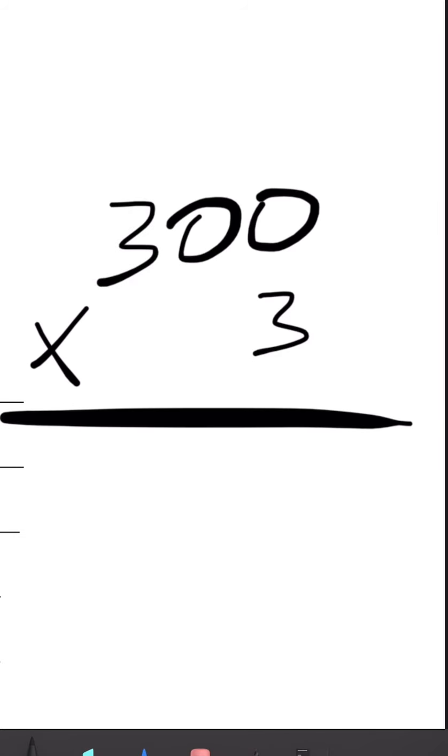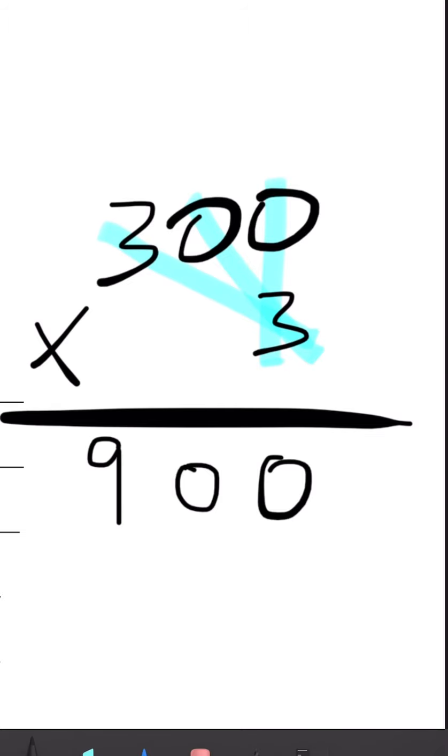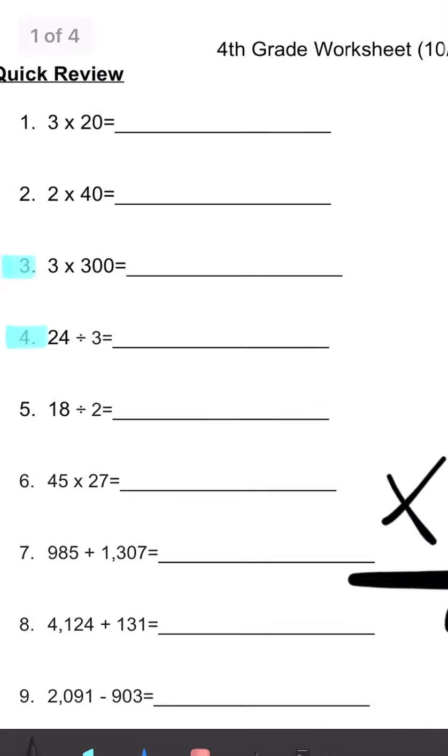Now, when you solve this problem, you're going to multiply every single number. So I'm going to highlight which numbers we're going to solve first, and just follow along. So 3 times 0 is 0. 3 times 0 is also 0. Now we're doing 3 times 3, which is 9. So your answer is 900.